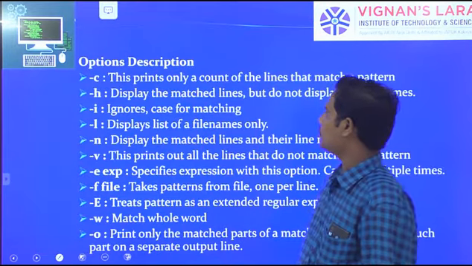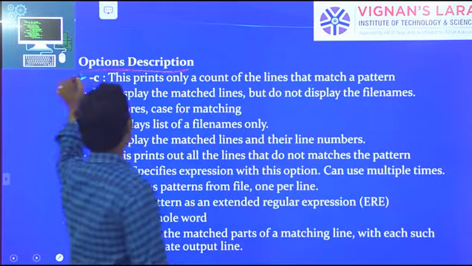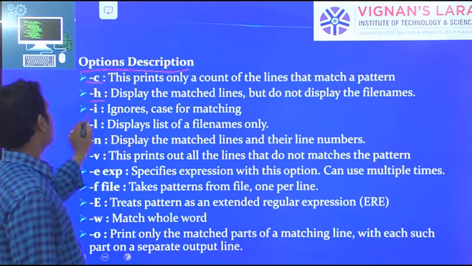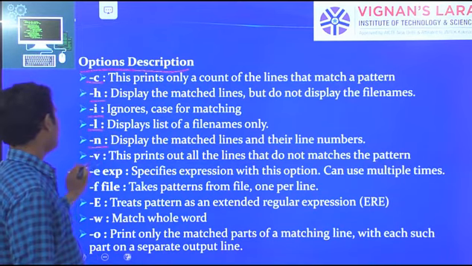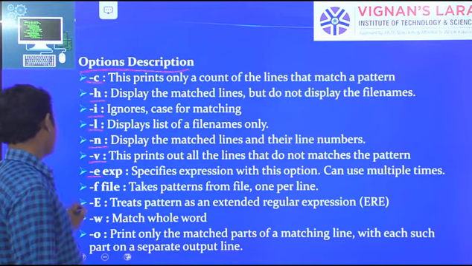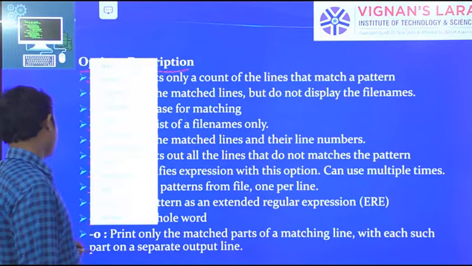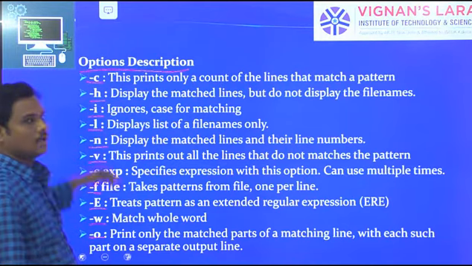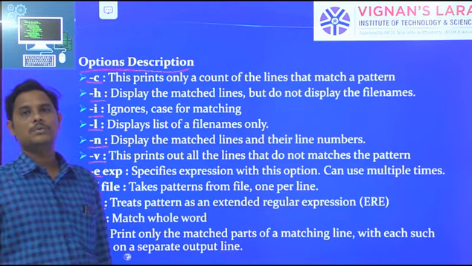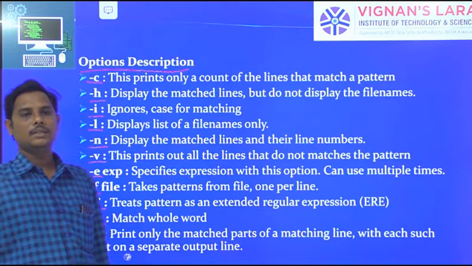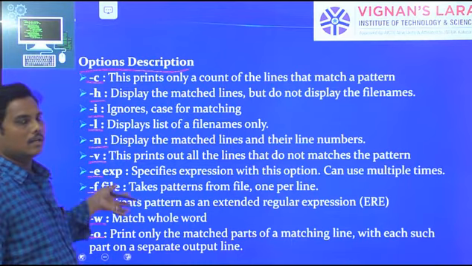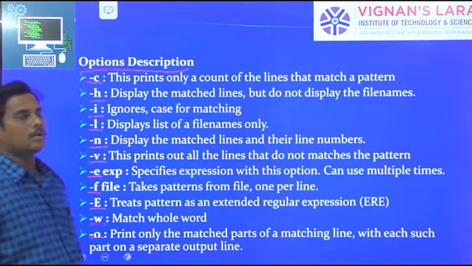Now I want to show you the options description: option C, option H, option I, option L, option N, option B, option E, option F, option E capital, option W capital, okay, option O capital. So these are all the options we want to use to search easily. Okay, if you want to do a pattern search, these are all useful to effectively display the output.